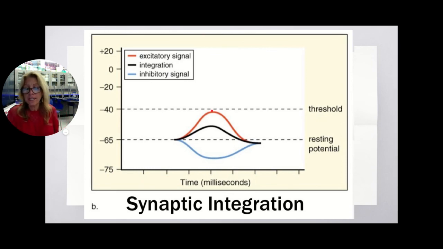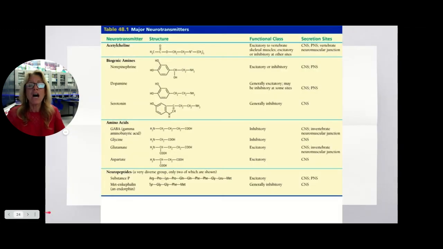So integration is when the postsynaptic neuron adds up all the excitatory and inhibitory messages from all the synapses and determines whether to send a message as an action potential or not. Now, you have 100 plus neurotransmitters. Just a couple I want to point out to you that can excite or inhibit.